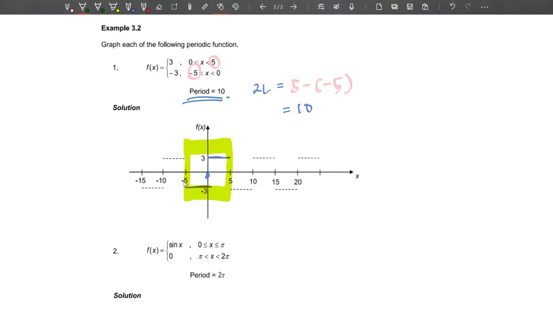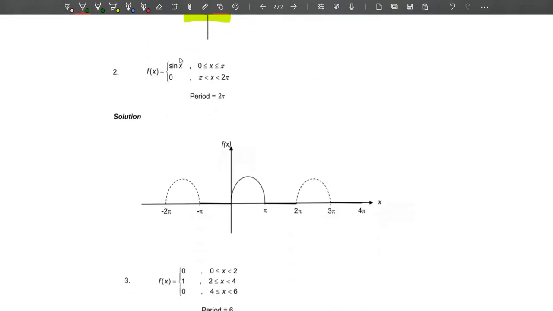That means here it will be, okay, negative 5 to 0 is negative 3. So 5 to 10 is also negative 3. And then it repeats again. The next one should be here, and then repeat the same shape again. It starts from negative 3 and then here should be 3. And for the one on the left, you need to reverse a bit. So we start here: for negative 10 to negative 5, y equal to 3. And from negative 15 to negative 10, y is equal to negative 3.